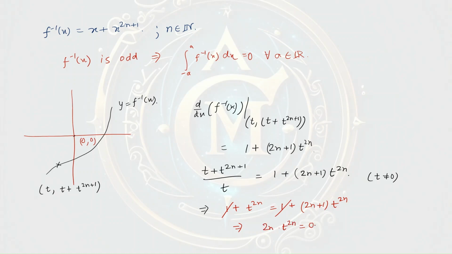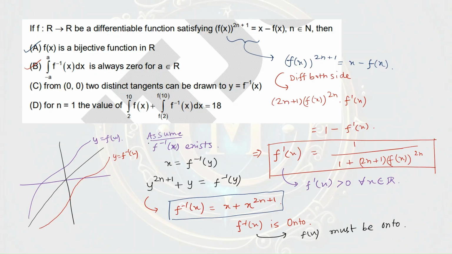power 2n is 0. But we are given that n is a natural number, so n cannot be 0. That means t should be 0 to satisfy this equation. But t is non-zero. That means from here we say no solution for t. That means no tangents can be drawn from the origin to this curve y equal to f inverse x. So option C is clearly wrong.